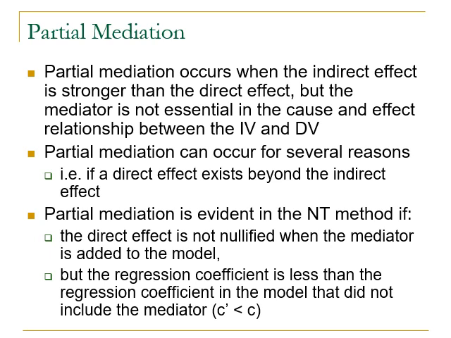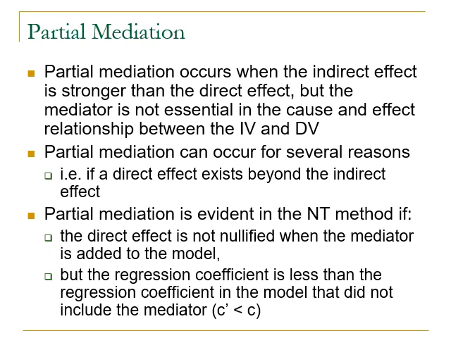So a partial mediation occurs when the indirect effect is stronger than the direct effect, but there's still a direct effect. The mediator is not essential in the cause-effect relationship between the IV and DV. It simply adds to it and makes for a stronger model. Partial mediation can occur for several reasons. A direct effect existing beyond the indirect effect is most common.